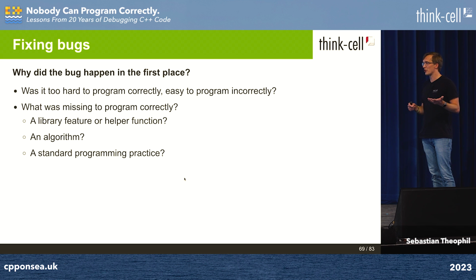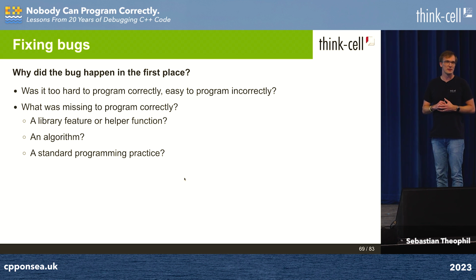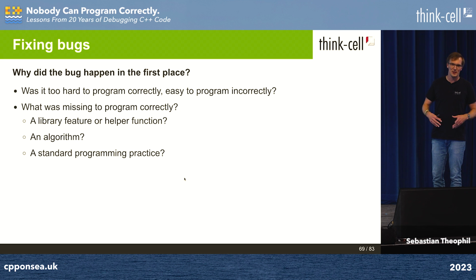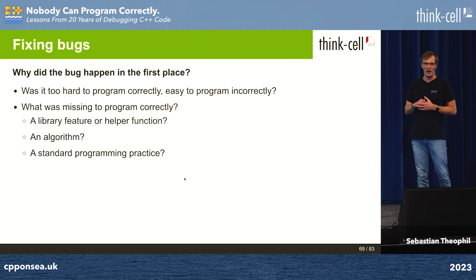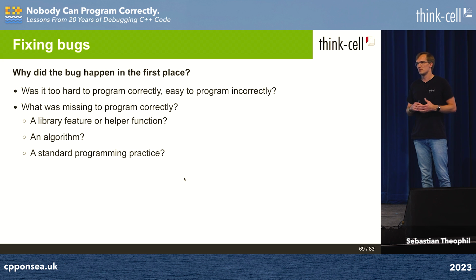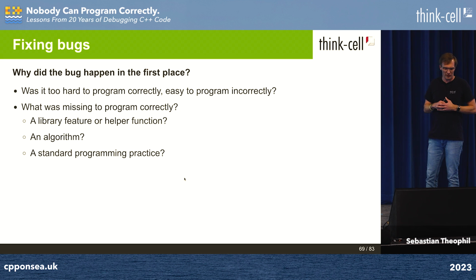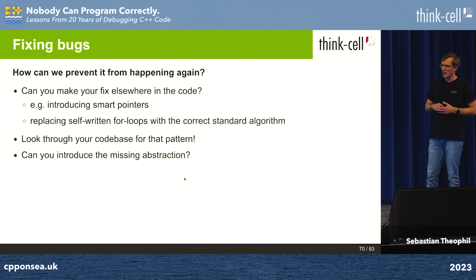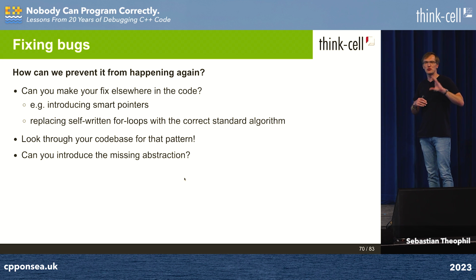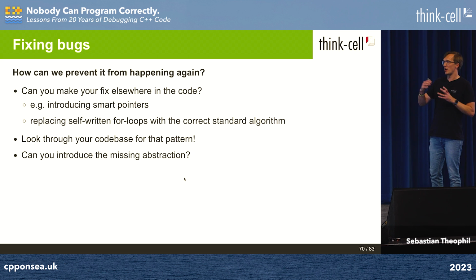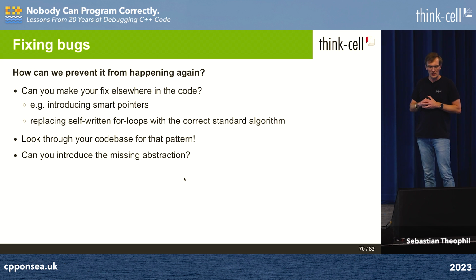And then we have to wonder, why did that happen in the first place? How did our tools fail us so we could make that bug? Was it hard to program correctly and too easy to program incorrectly? Were we missing something? Some library feature, some helper function, an algorithm we would have needed that we tried to reinvent? And can we prevent that from happening again by introducing that missing bit that we would have needed? Can we just make that fix elsewhere in our code base?